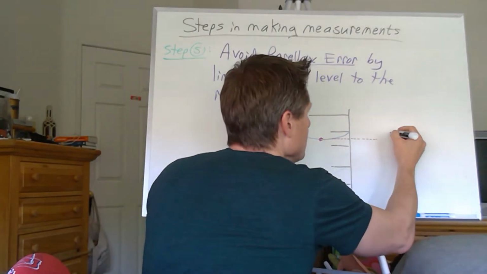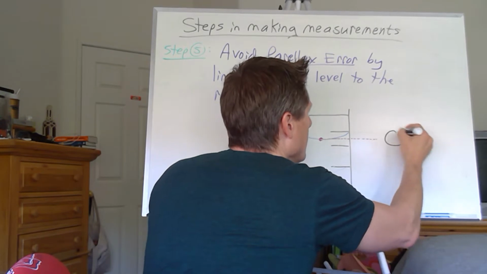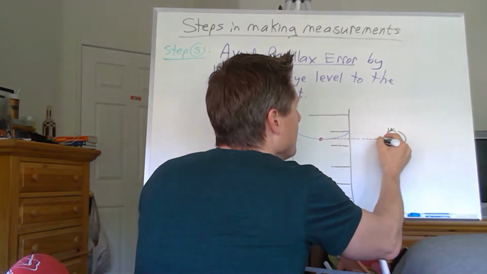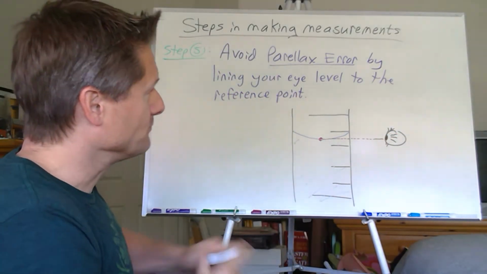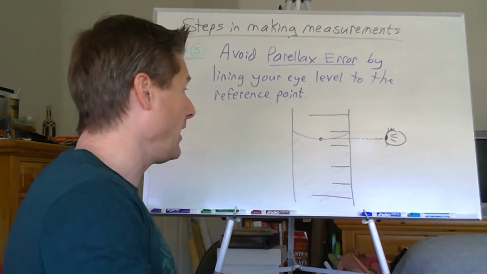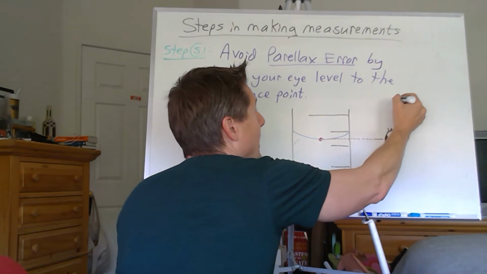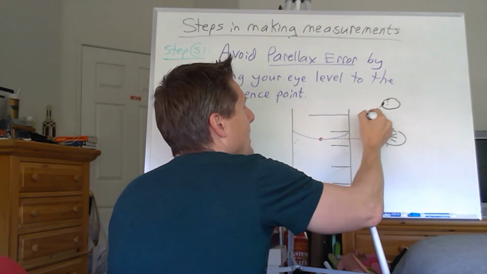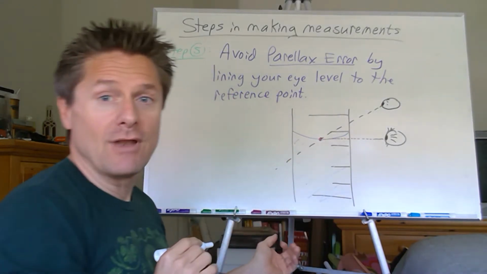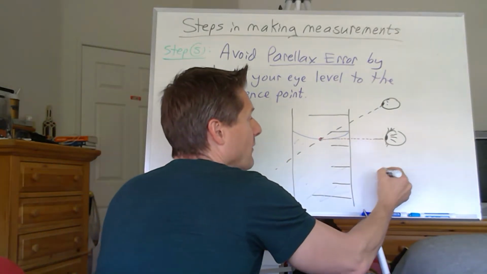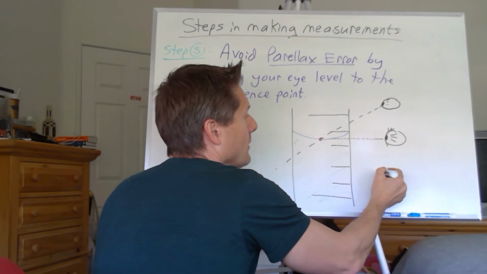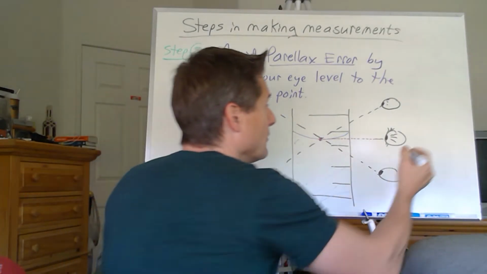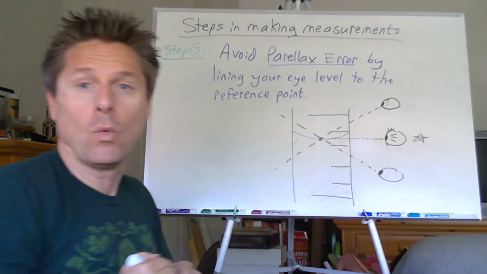Okay? So here's your eyeball. Probably bloodshot, right? So you want to line your eyeball up nice and level with that. Otherwise, if you're up too high, right? If you're up here, you're looking down and you're not on the correct path. If your eye's down here, you can see you got an issue there. So you want to be level with it.